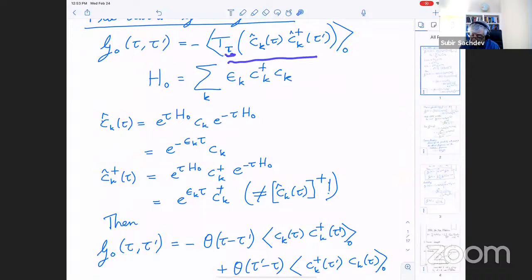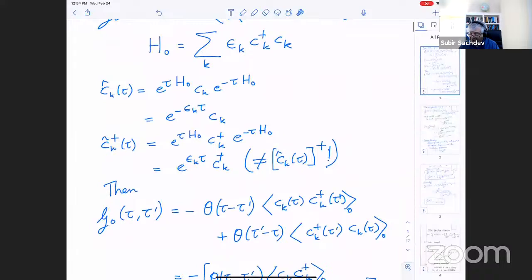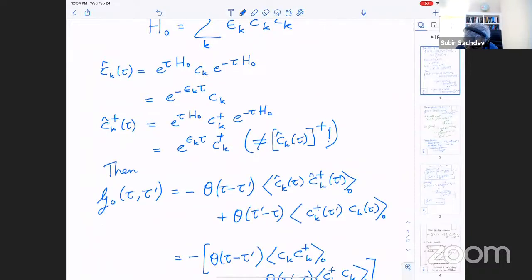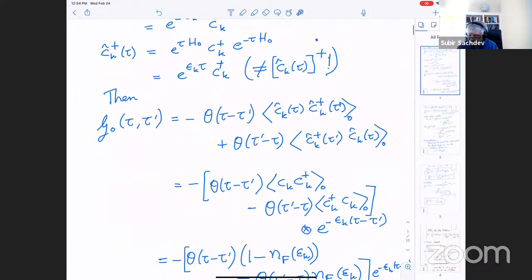So first we take care of the time ordering symbol. The time ordering symbol tells us when theta is big, when tau is bigger than tau prime, then you get C C dagger. And when tau prime is bigger than tau, I get C dagger C. And these are all in the interaction representation if I want to be consistent. Okay, now I can use these time evolutions that I've just evaluated. That gives you this exponential decay, which is common, which I can pull out.